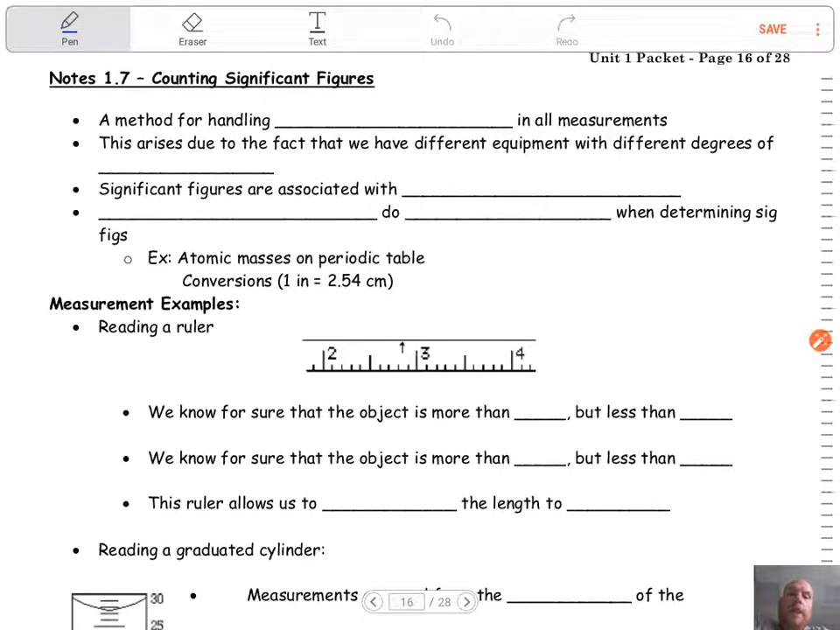So we've talked already about measurements and how they differ in the world of chemistry because they have built-in uncertainty, and that's where sig figs come in. This is a method for handling uncertainty in all measurements. Why these are important is because when you look at a measurement, it lets you know just how precise or accurate the tool was that you used. The uncertainty arises because we have different equipment with different degrees of accuracy, like I just said.